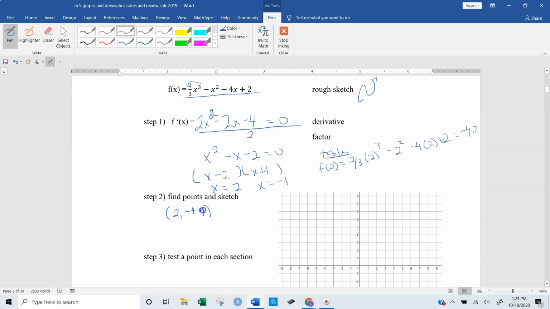Whoops, -4.7. And then I'm going to plug in the -1. I'm going to use the table mode on my calculator. If not, you're replacing all these 2's with a -1 on your calculator. And when you do that, I get 4.3.